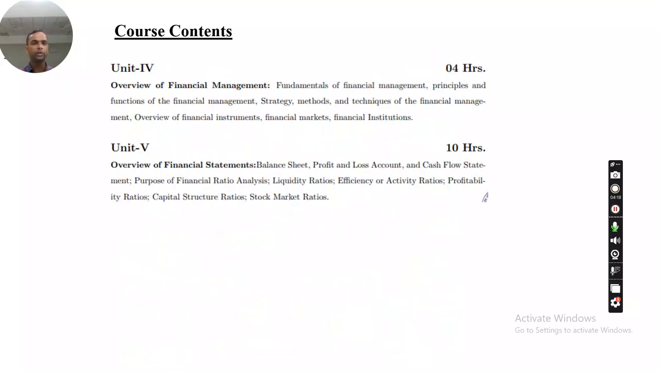Next, the fourth unit covers the overview of financial management; the fourth and fifth units are based on financial management. First is fundamentals of financial management, principles and functions of financial management, strategy, methods and techniques of financial management, and lastly an overview of financial instruments, financial markets and financial institutions.